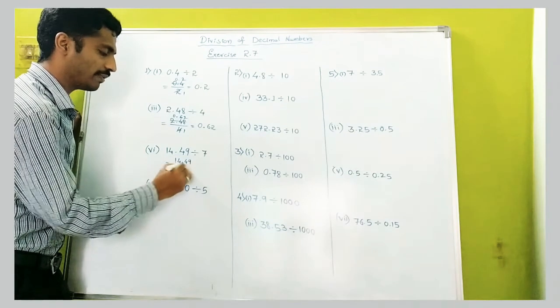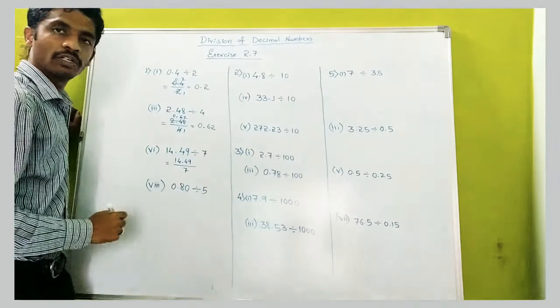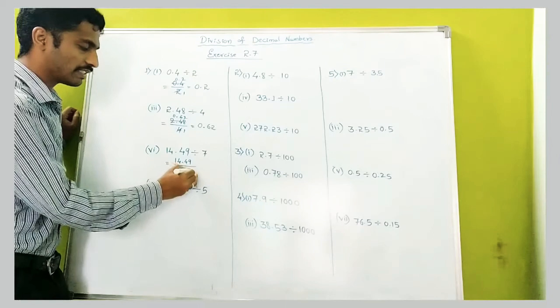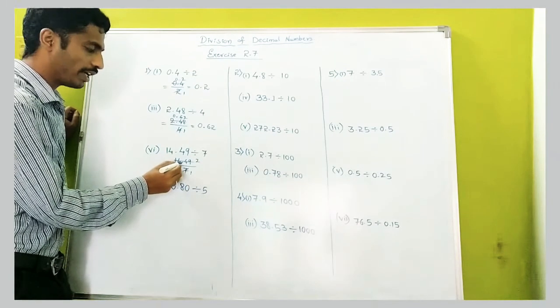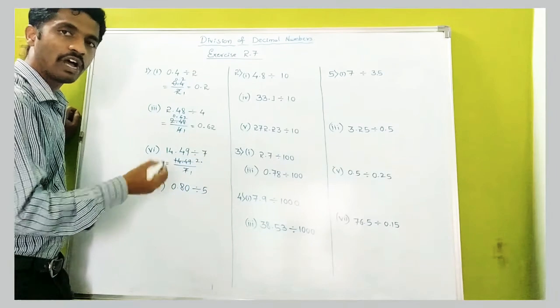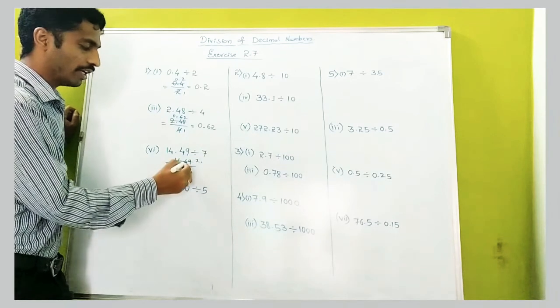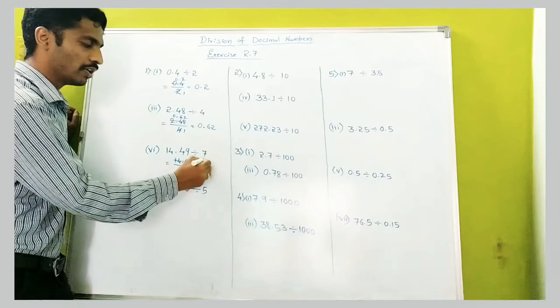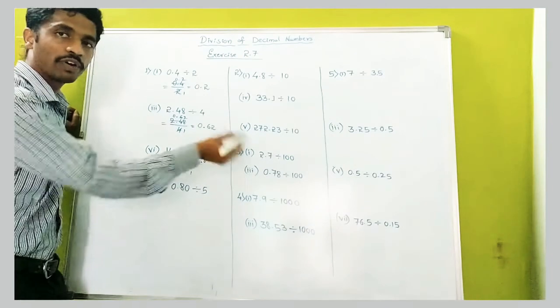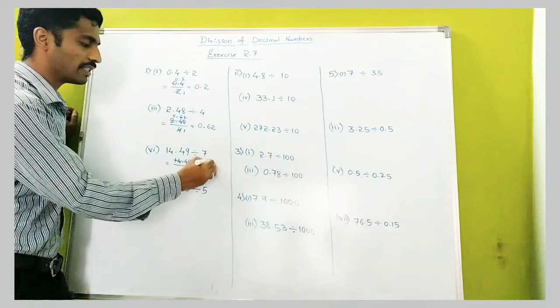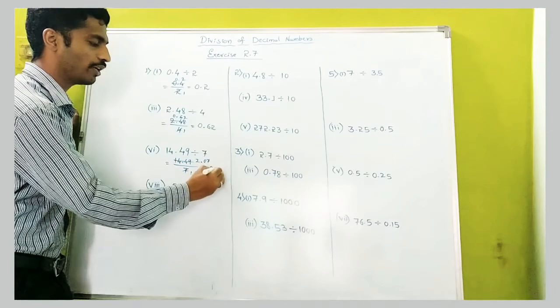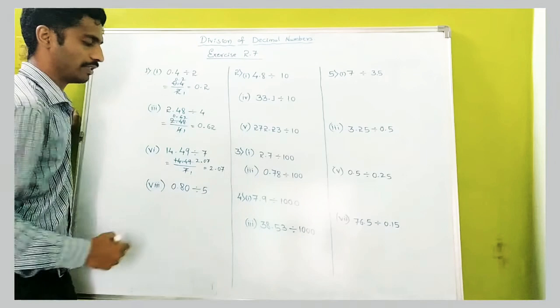14.49 is there, divided by 7. Now cancel it. 7 ones are 7, 7 twos are 14. The point is there. You can put the point now, or else afterwards count it. Okay, so 4 is not divisible. So take the 0 and go for the next. It becomes 49. So 7 sevens are 49. So our answer will be 2.07.